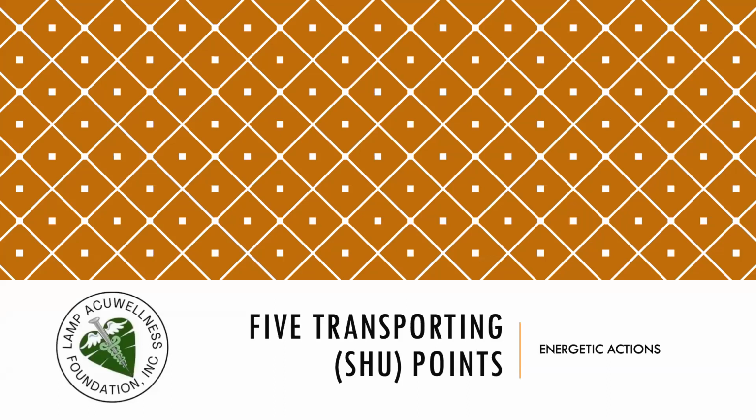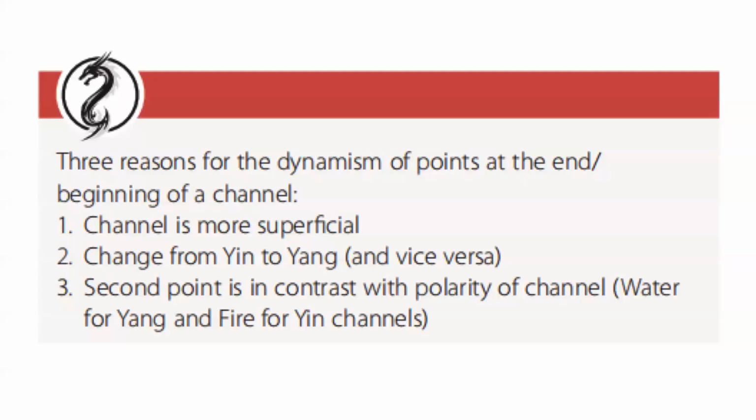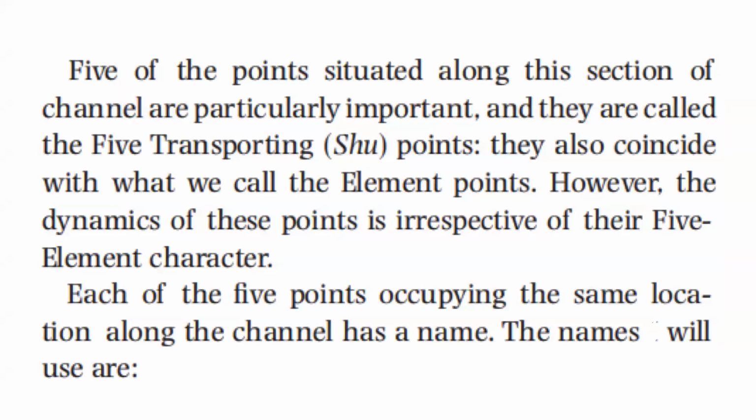Okay, we go to the 5 transporting points, the Shu points, energetic actions. The 3 reasons for the dynamism of points at the end, the beginning of a channel, are: first, the channel is more superficial. Number 2, change from yin to yang and vice versa. Number 3, the second point is in contrast with the polarity of the channel, water for yang and fire for yin channels.